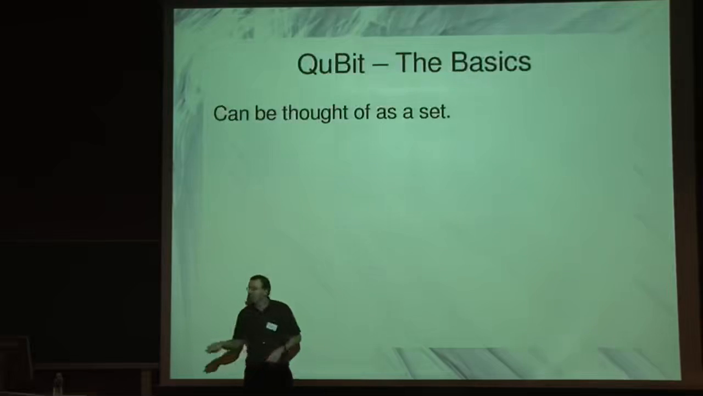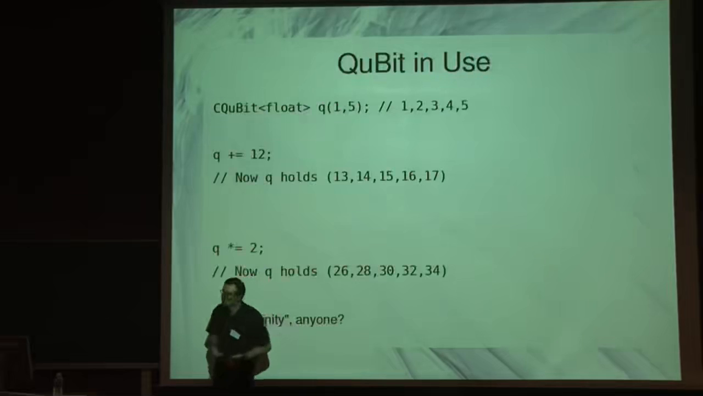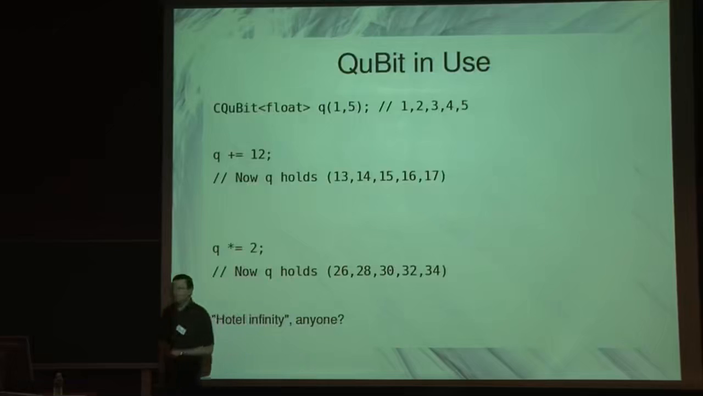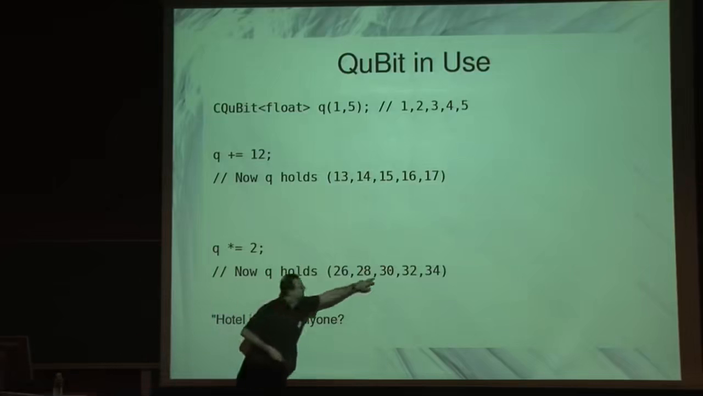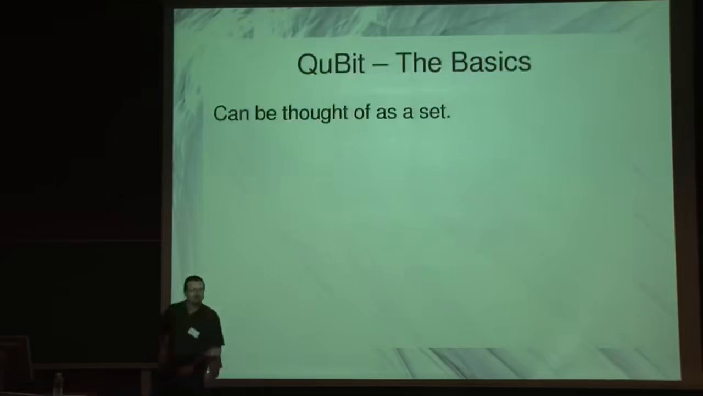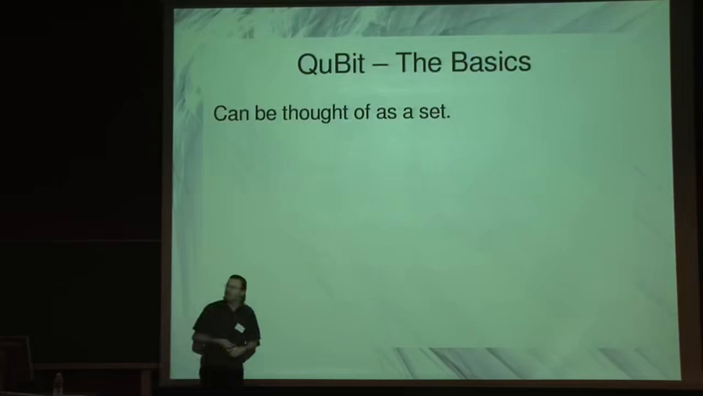So, oops, let's go back. Possibly. Yes. So, if you've got a qubit with all the values between 1 to 5, and you then add 12, you then have all the values between 13 and 17. If you multiply it by 2, then you have all the values between 26 and 34 in multiples of 2, which means if your hotel runs out of rooms, and you have a hotel with an infinite number of rooms, you just move everyone to the double, and there's lots of space in between. That's also a weird problem if you get bored.